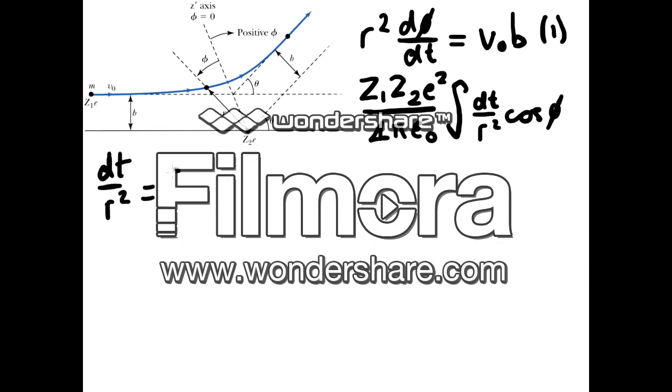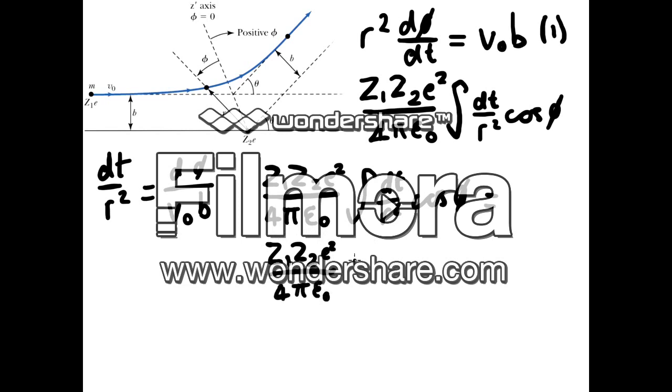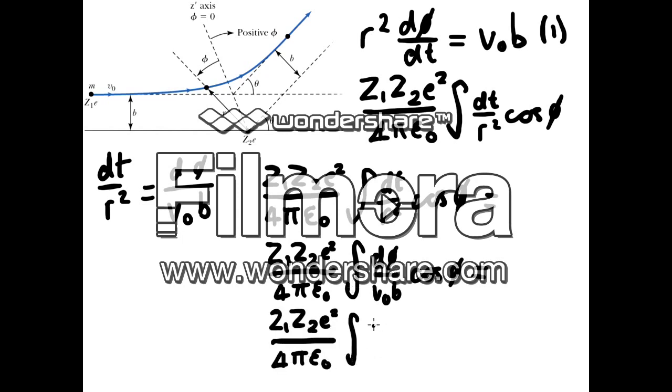Rearranging equation 1, we see that dt over r squared is equal to d phi over v0b. Substituting this into our equation for delta p, we get Z1 Z2 e squared over 4 pi epsilon naught multiplied by the integral of d phi cos phi over v0b. Rearranging the quantities inside the integral, we get 1 over v0b cos phi with respect to phi with currently undefined limits.